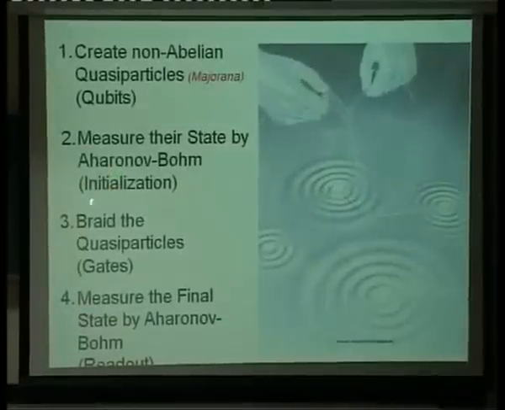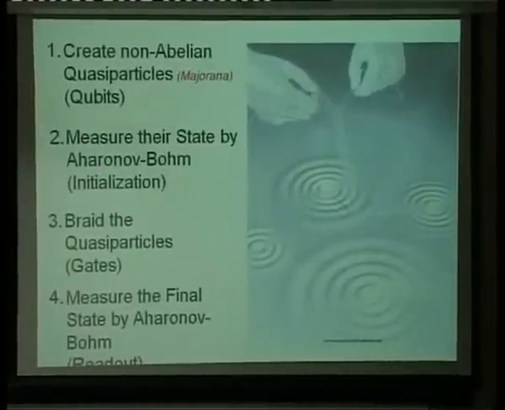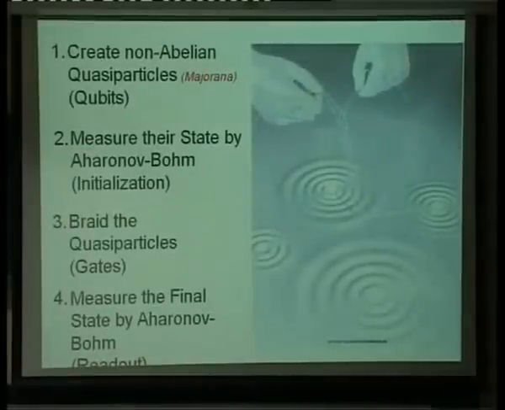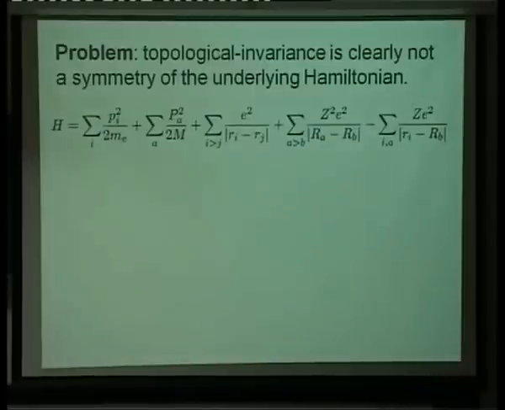Once you have done that, then you have to do the unitary operation. This unitary operation just turns out to be taking these and braiding them, taking them around each other. Very different from what ordinary qubits do. Then you measure their final state by Aharonov-Bohm, you are done. But there is a problem.